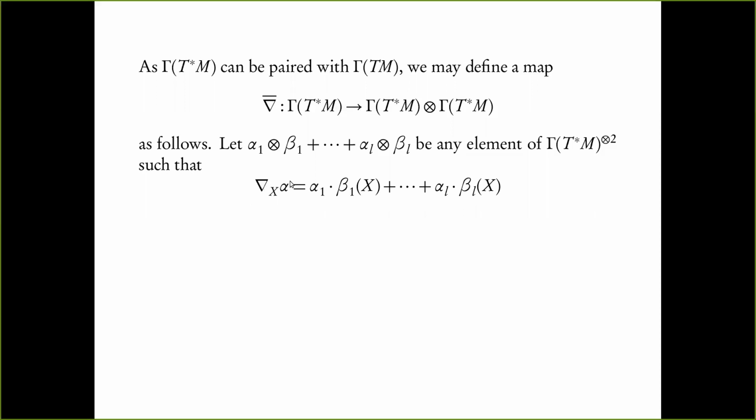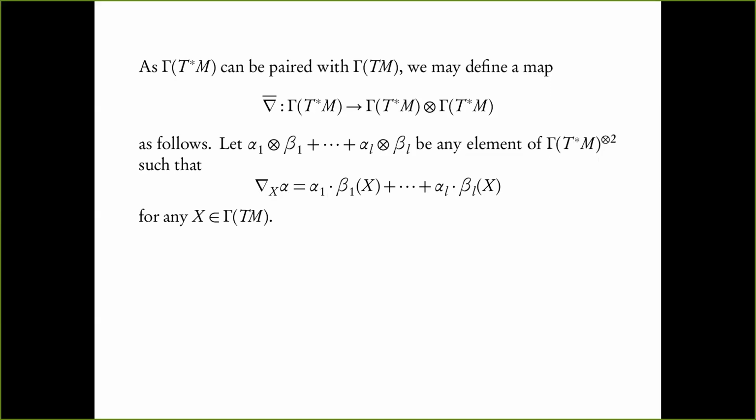That if I covariantly differentiate alpha along X, that one form should be nothing but take alpha 1 and multiply it with the one form beta 1 acting on X. So beta 1 of X is now a function. Function times alpha 1 is again a one form, and then you sum over all such terms. Right? So both the left hand side and the right hand side are one forms. So what I'm asking is, I'm looking for an element alpha 1 tensor beta 1 up to alpha L tensor beta L, an element of T star M tensor T star M, one form tensor one form, such that this equality holds for all X, for all vector fields X.